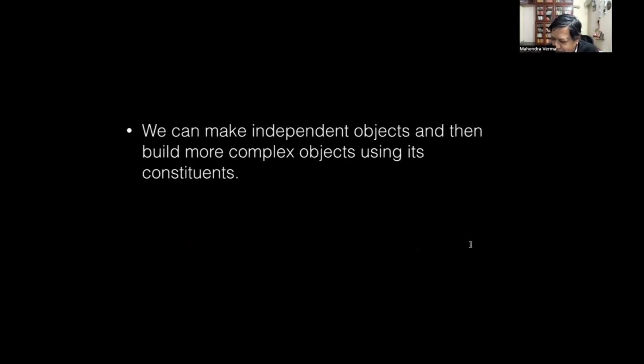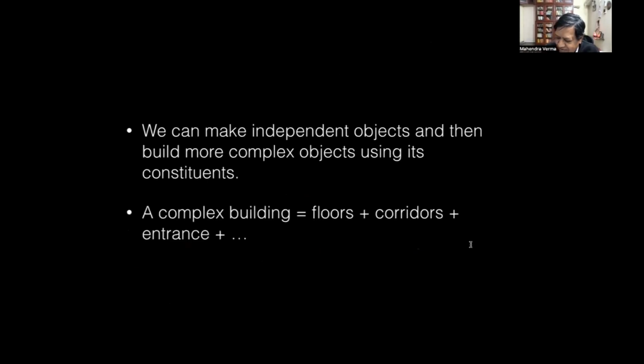So we can make independent objects and build more complex objects using their constituents. When an architect is designing a complex building, think of floors, corridors, entrance, and so on. That person is thinking of objects, not bricks and mortar. You can't build a big building by thinking of bricks.